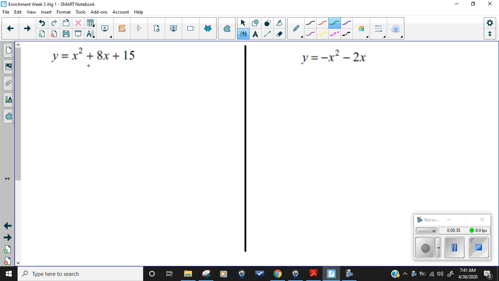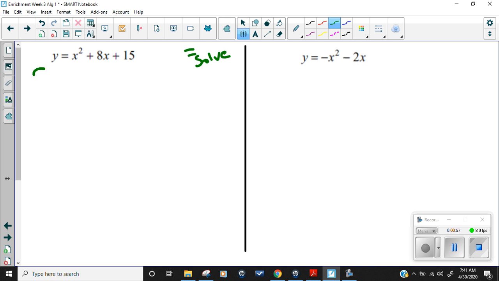Okay, so now this quadratic looks a little different than last week. We have a y equals, and since you have an equal sign, it's an equation. And when we have an equation, we could solve. Without the equation, it's called an expression. So if I just had x squared plus 8x plus 15, it's called an expression.